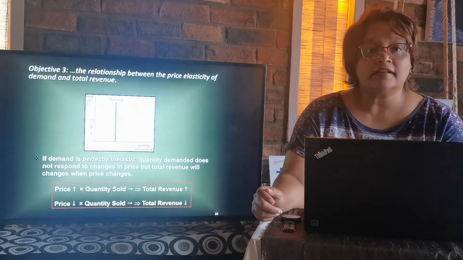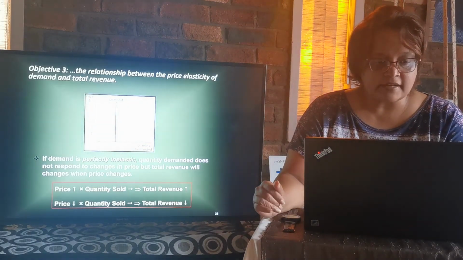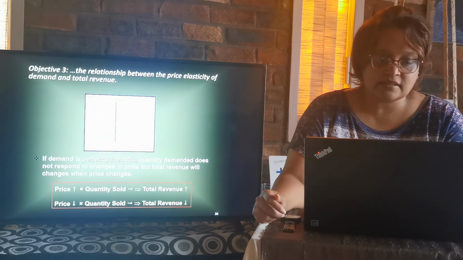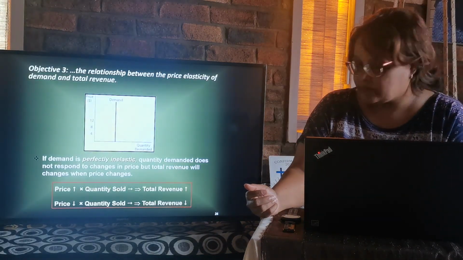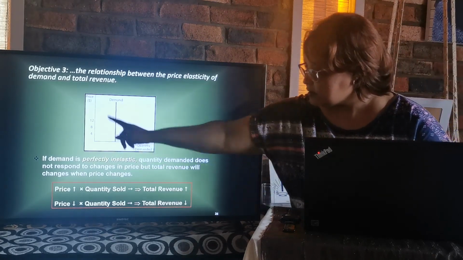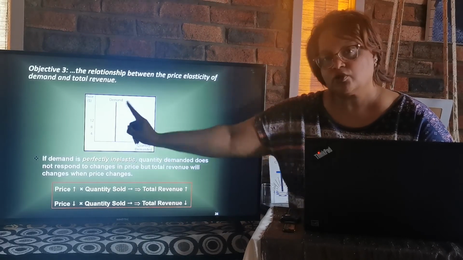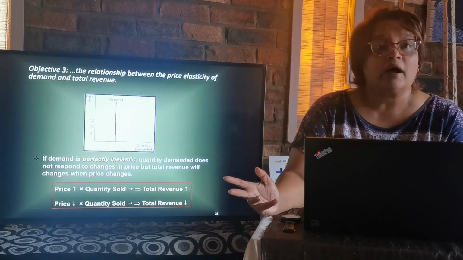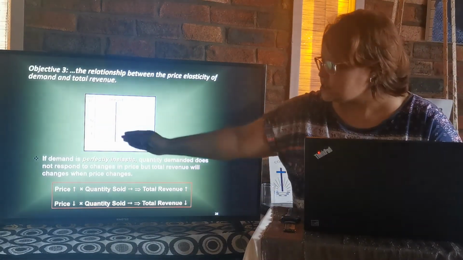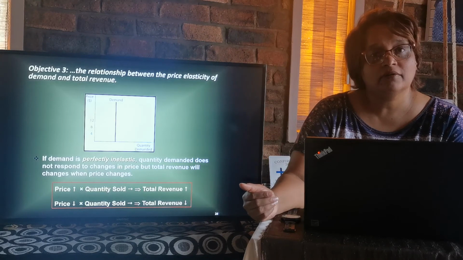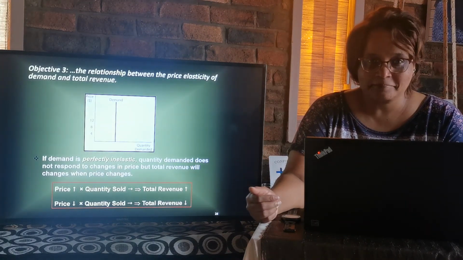If demand is perfectly inelastic, quantity demanded does not respond to changes in prices, but total revenue will change when prices change. Again, irrespective of what happens with the price, there will always be a demand. You will always have a demand. If you have a demand, you're making sales. If you're making sales, you're getting an income.